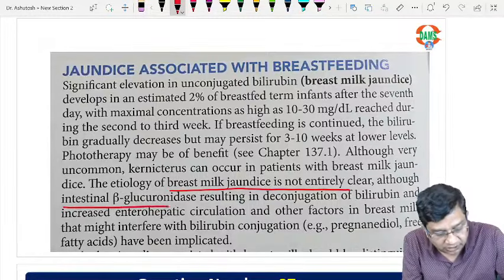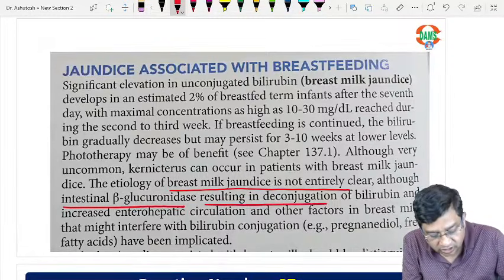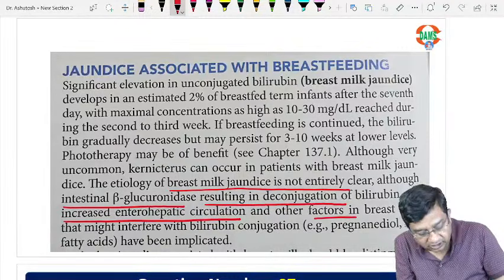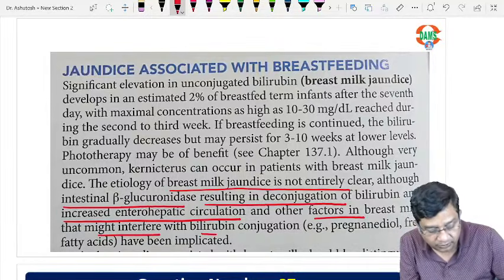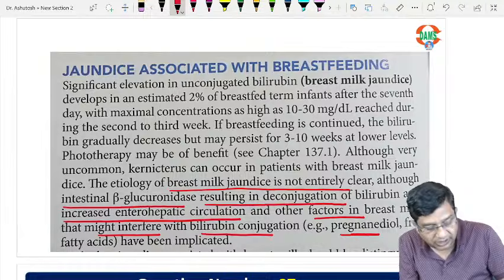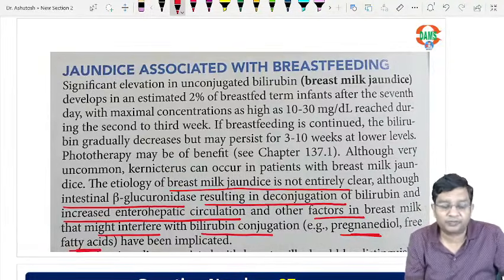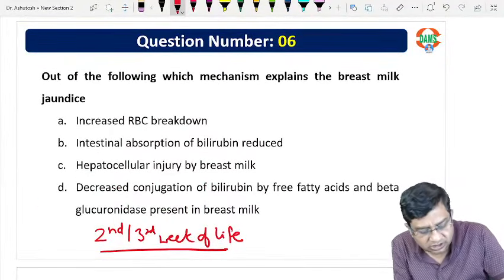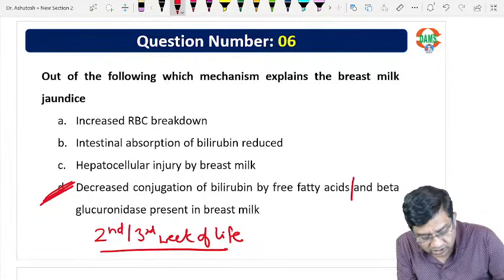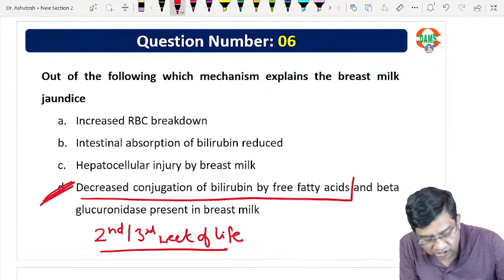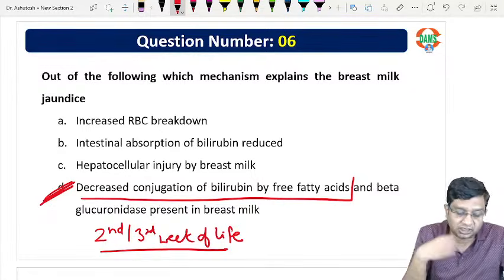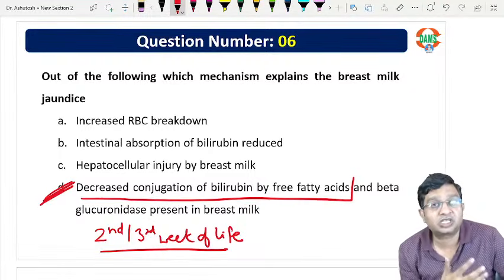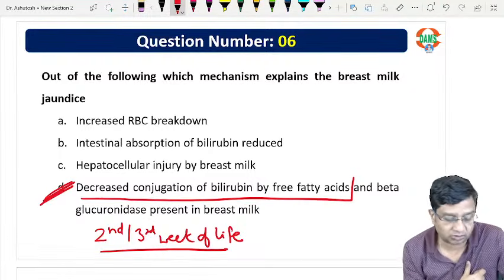Although intestinal beta-glucuronidase results in deconjugation of bilirubin and increased enterohepatic circulation, other factors in breast milk might interfere with bilirubin conjugation, which includes pregnenolone and free fatty acids. So if exactly these were the lines given, this statement is correct. Only this much is correct: there is decreased conjugation, because beta-glucuronidase does not cause a decrease in conjugation. This basically leads to an increased amount of enterohepatic circulation.